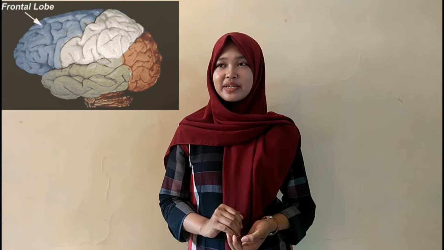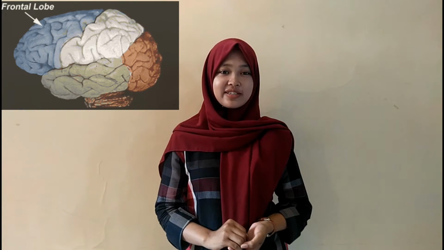And then the occipital lobe. The occipital lobe contains most of the visual cortex, and it is the visual processing center of the brain. Then the parietal lobe. The parietal lobe is associated with sensory skill.